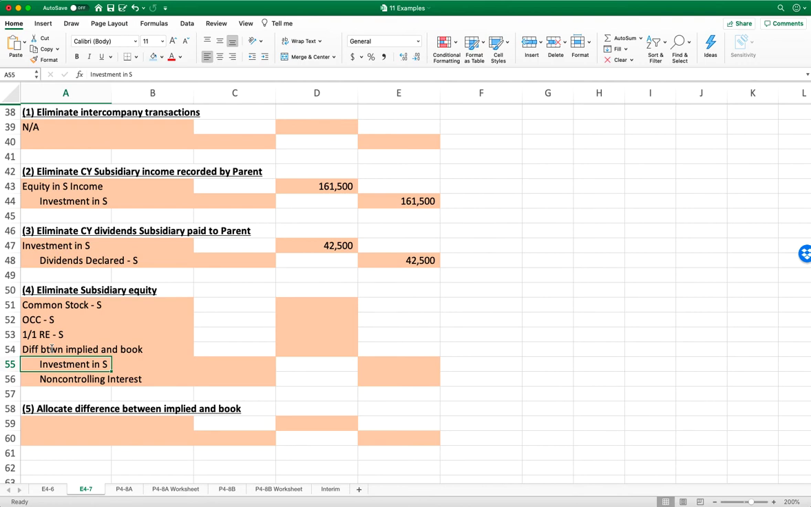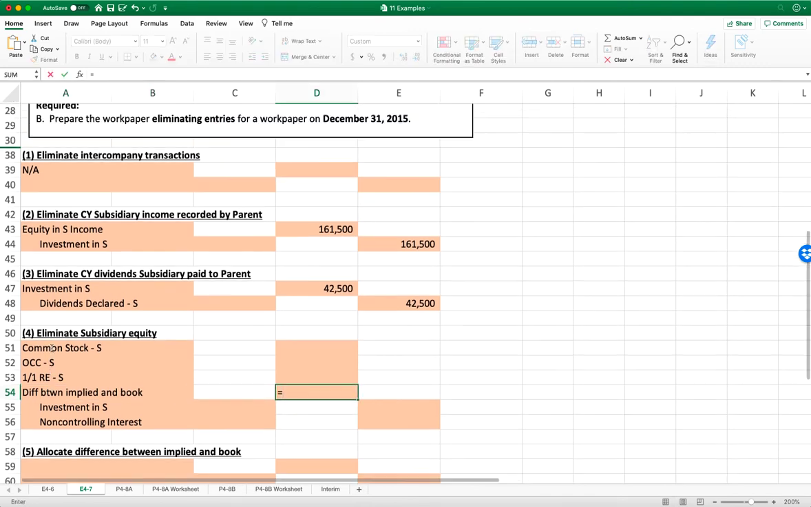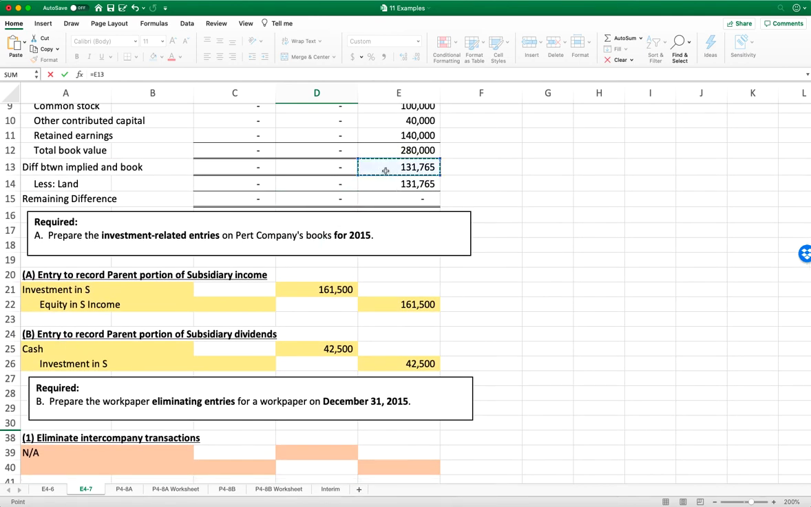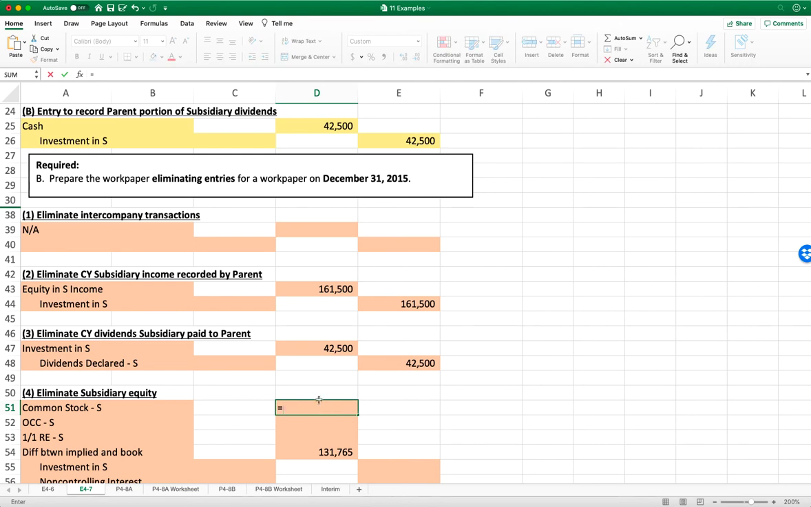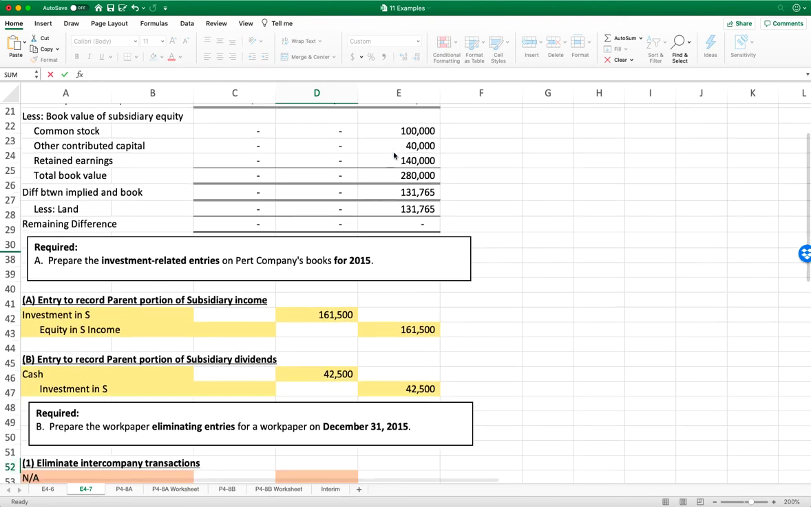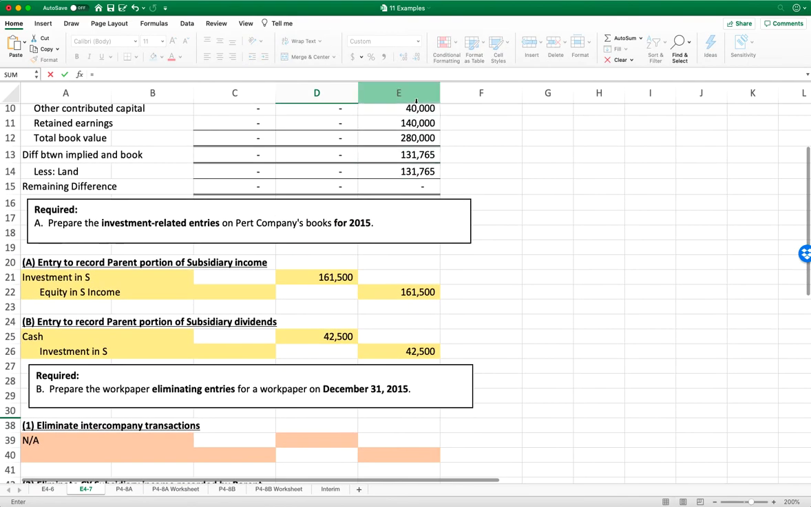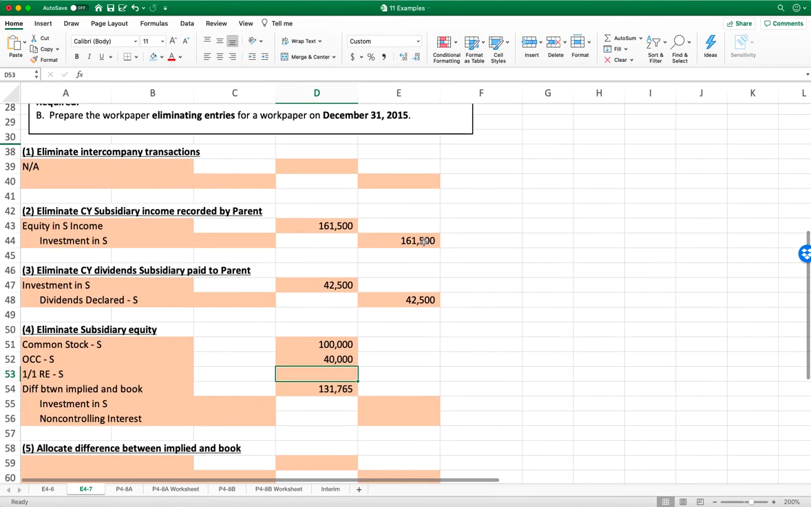Okay, so let's talk about the things we know won't change. Our difference between implied and book is calculated on the date of acquisition, so that will not change. That will always be whatever it is on our computation and allocation of differences schedule. Also, because our book is nice to us, this is not necessarily the case in reality, but because our book is nice to us, we won't issue any stock after an acquisition. The subsidiary won't. So our common stock and other contributed capital of the subsidiary will also always match what they did on the date of acquisition. So the amount that needs to be eliminated is whatever is on our computation and allocation of differences schedule.